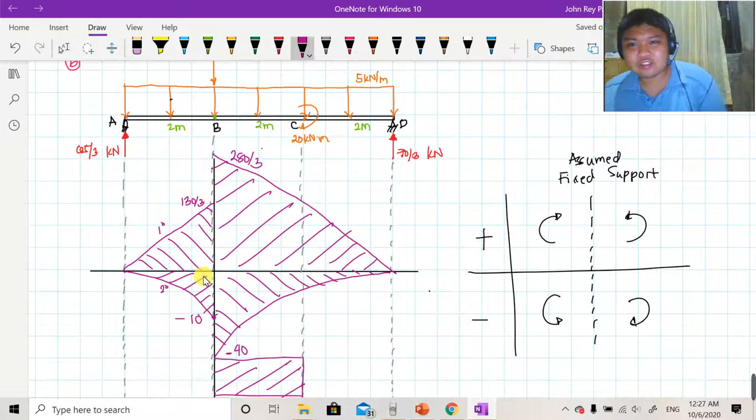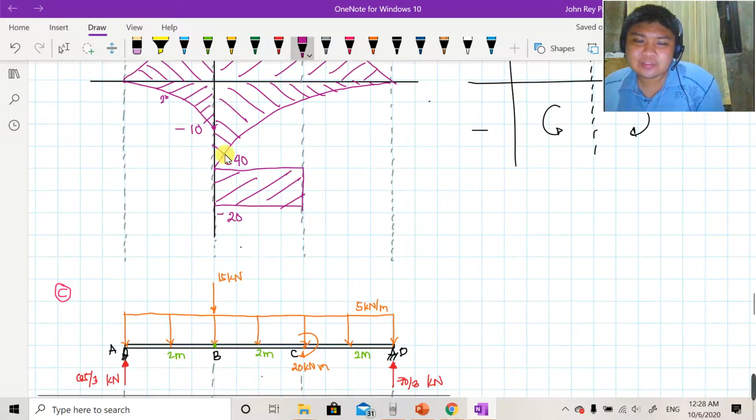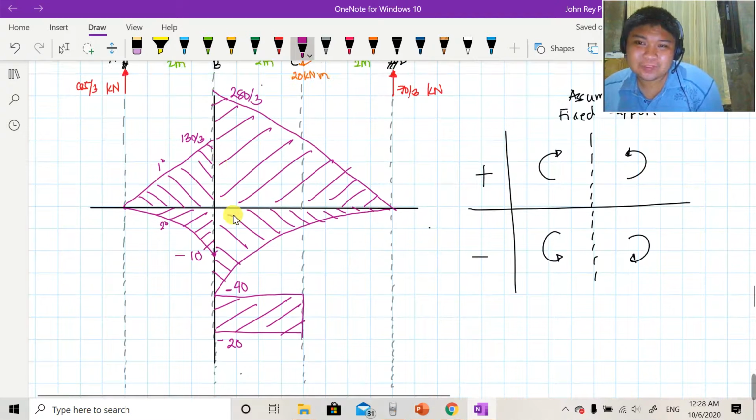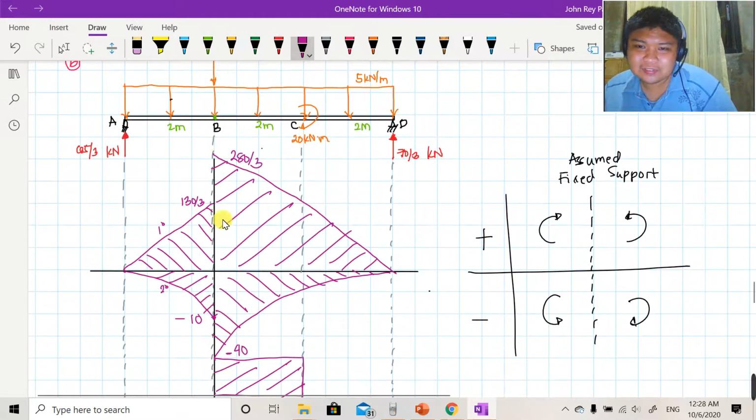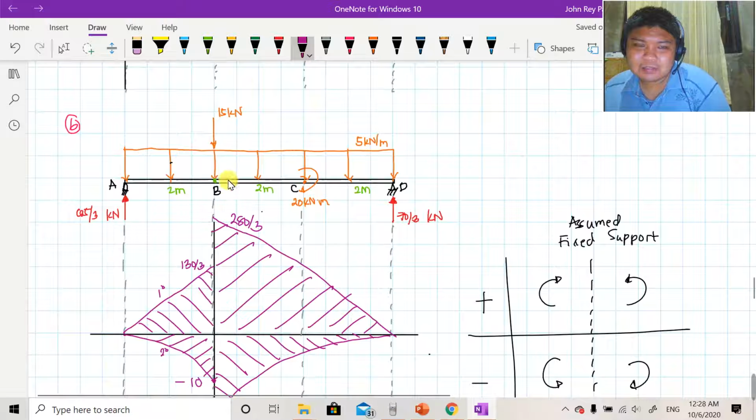Kasi class, later on, kapag nag-moment area method ka na, ikaw na ang magde-decide kung saan dapat yung assume fixed support. Ang tawag nga natin dito is line of fixity eh. Kasi na-assume natin na fix siya. So, siguro, for the later on, tatawagin ko na lang siyang line of fixity. Okay? So, sige, para mas madali.